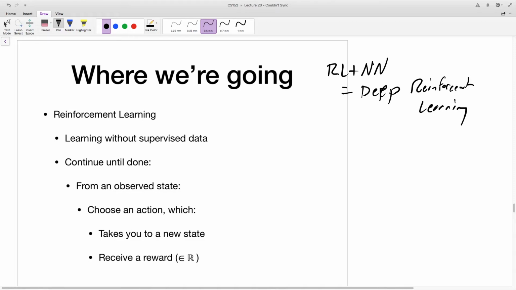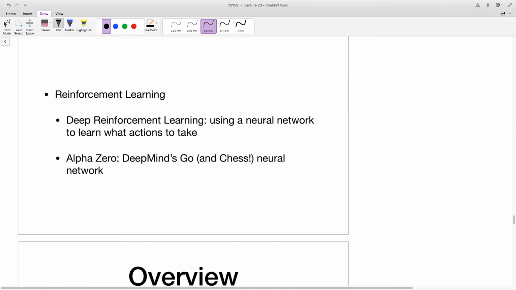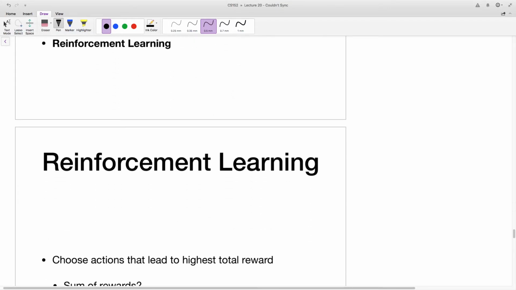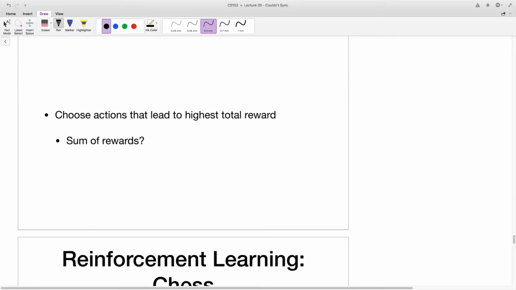We say from an observed state because there's this environment in which this agent is acting. The environment gets to observe some of the state, but there might be other parts of the state that are hidden. In Go, well, let me leave this to you in a moment. So we want to choose our actions that lead to the highest total reward.